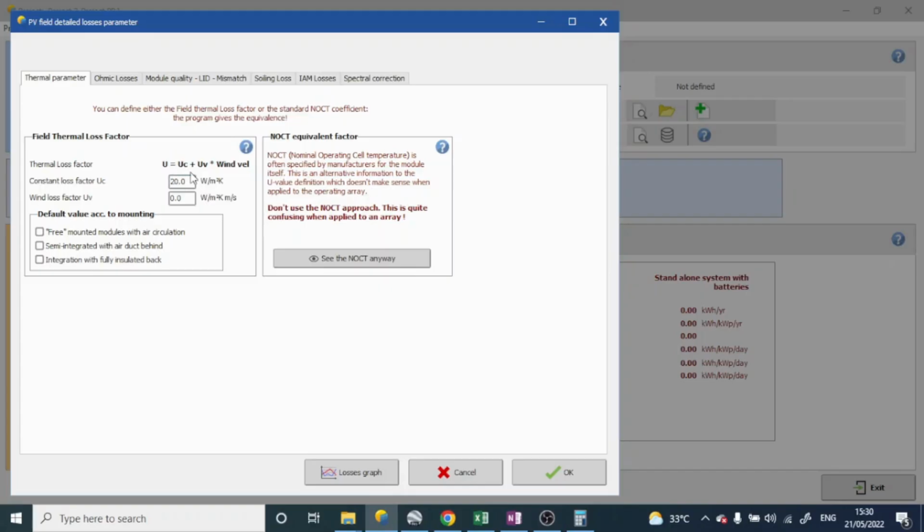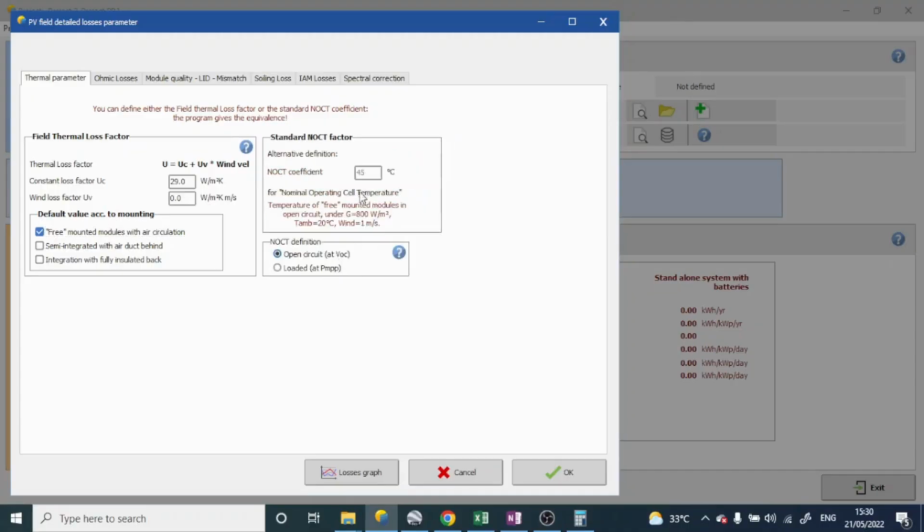And here actually it is a formula of UC plus UV into wind velocity also. So due to the wind, if we are placing the solar panel over the mounting structure, if we are keeping free mounted modules with the air circulation, if a proper amount of air is circulating around the solar panels, then the non-operational cell temperature is 45 degrees.